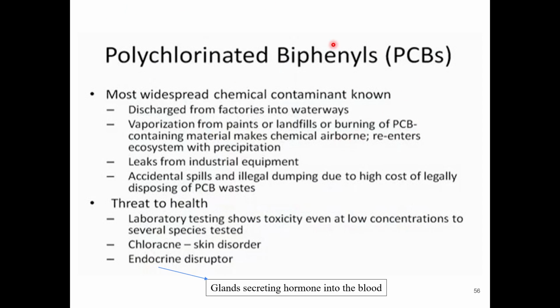So let us see some of the particular cases of some toxic substances, and how these are causing risks. These are basically toxicants. One is polychlorinated biphenyls, which is PCB. PCBs are the most widespread chemical contaminant known, and they are discharged from factories into waterways.